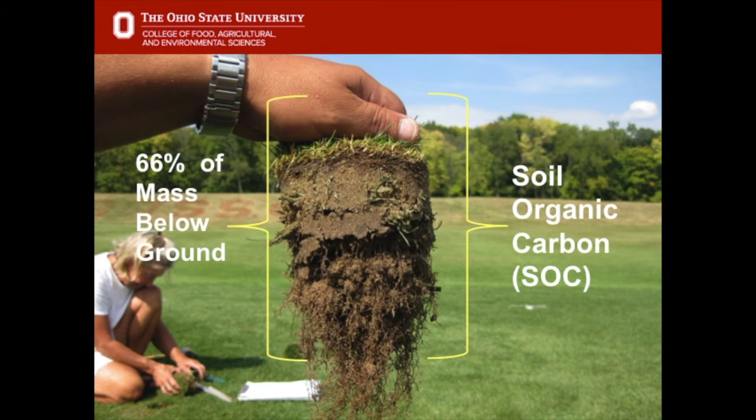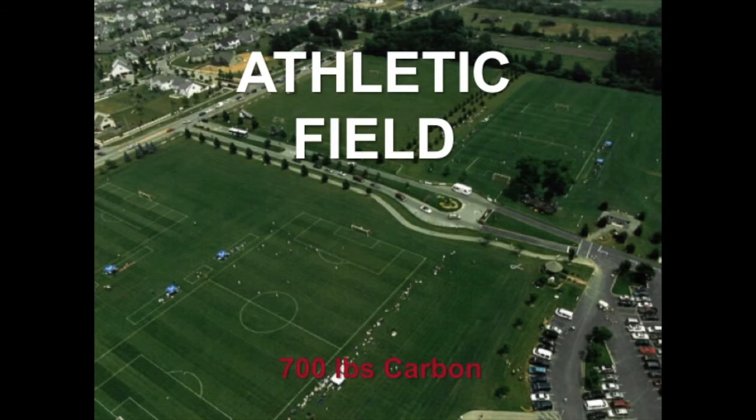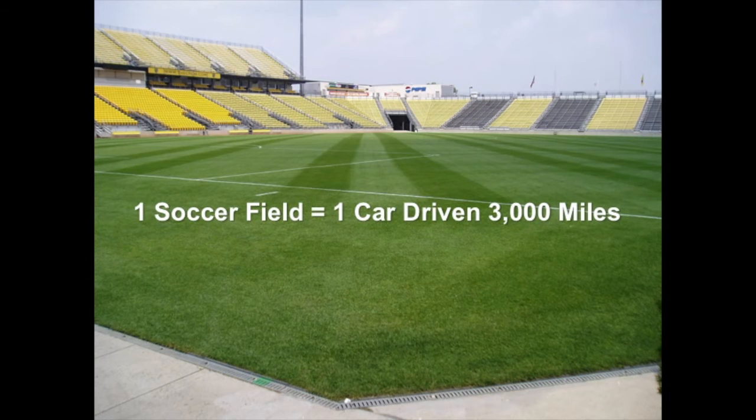66% of the turfgrass plant is actually below ground, and that soil organic carbon can be captured in that organic matter underground. So an athletic field should be able to store about 700 pounds of carbon. An easy way of saying that would be one soccer field can store enough carbon to offset a car being driven 3,000 miles.